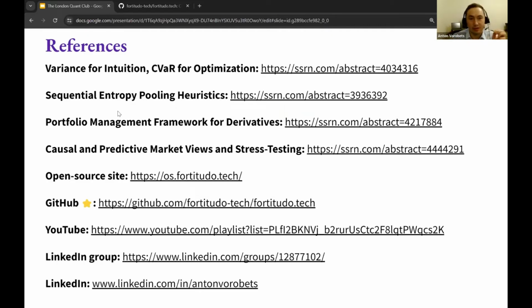Then we have the sequential entropy pooling article, which gives you a presentation of entropy pooling in its basic form and how you can get better performance by using it in a sequential way. After that, we have this portfolio management framework where you can read about why it's necessary to separate between relative market values and exposures. And finally, we have this causal and predictive market vision stress testing framework with the Bayesian nets and entropy pooling. For all of these articles, there is accompanying open source Python code that you can find documentation for on this web page.